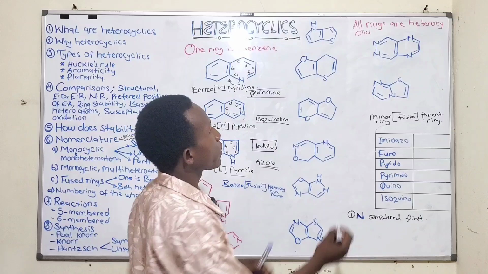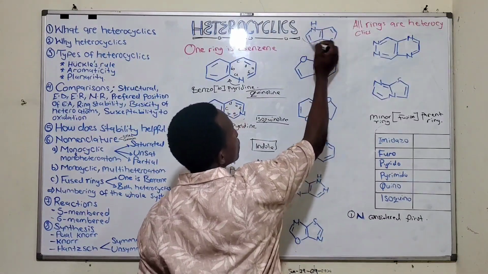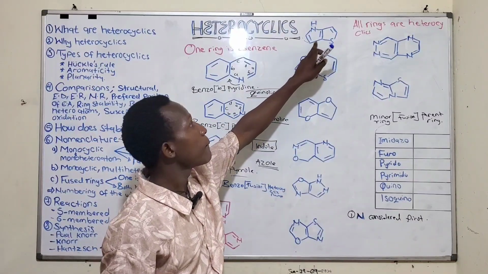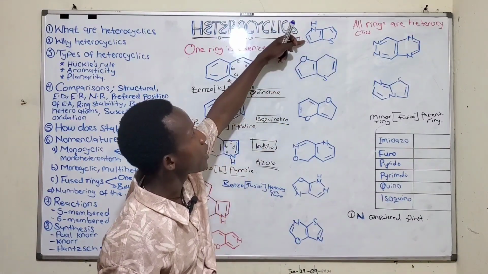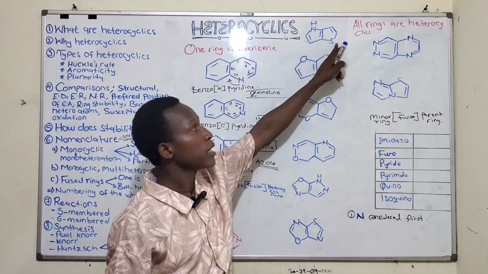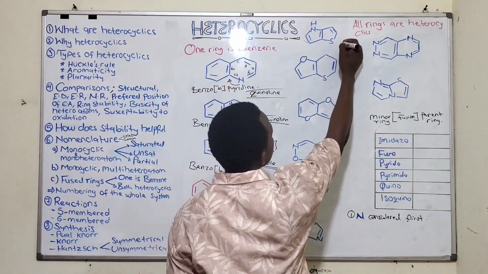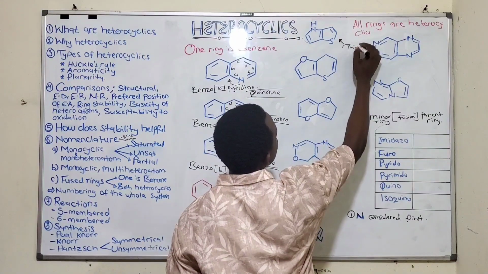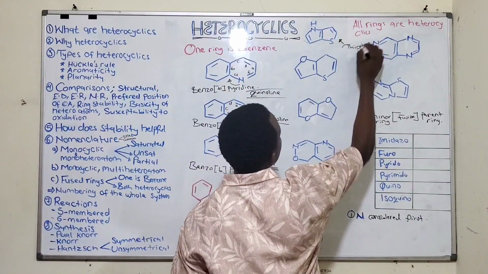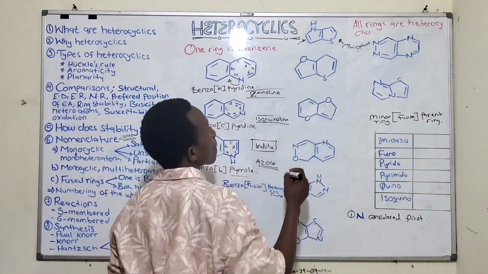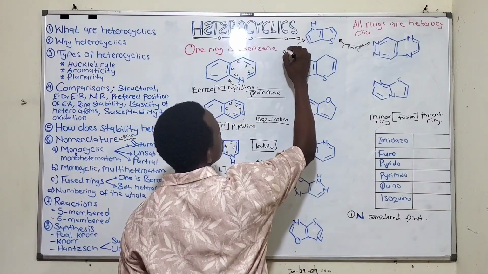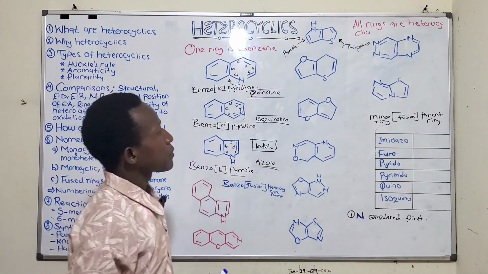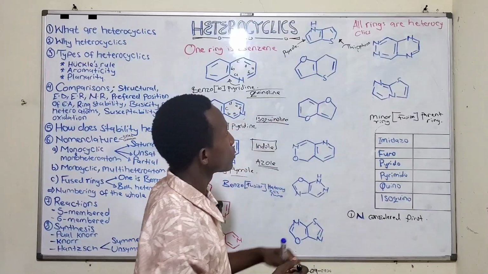Let's see this example. We have this ring and you have this ring. Meaning that this ring will be considered the parent ring. This is the minor ring. This one is thiophene, and this one is pyrrole. You see, this is thiophene, this is pyrrole.